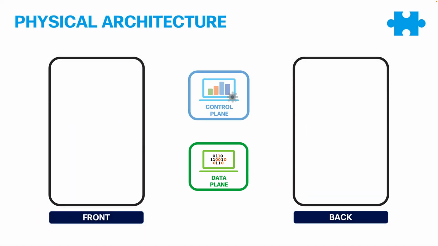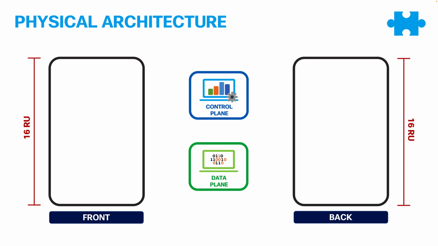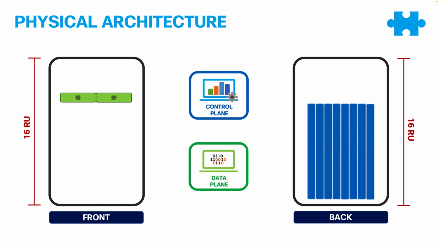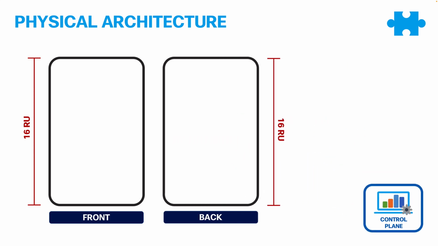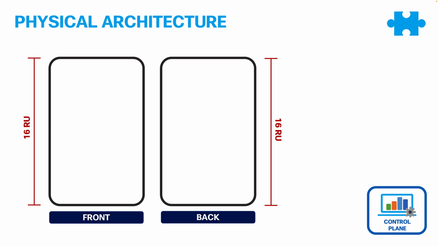In terms of control plane, the 9808's 16-rack unit chassis is designed for resiliency, supporting two supervisors in high availability mode. In terms of data plane redundancy, up to 8 fabric modules, up to 4 fan trays, and up to 3 power trays with multiple power supplies each are supported. Let's zoom into the control plane, starting with the chassis.